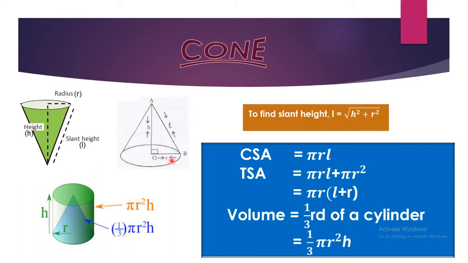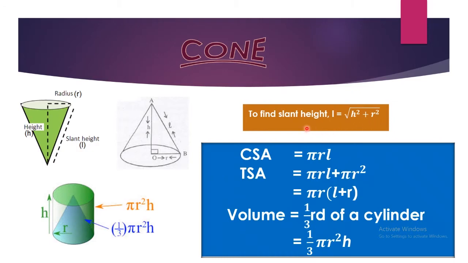In that picture, l is the slant height, h is its height from top to the bottom, and OB is the radius, because the base is in the form of a circle. So OB is its radius. Here h, r and l form a right angle triangle. So if any two values are given and we need to find the third, we can use the Pythagoras theorem. So to find l, the formula will be l is equal to root of h square plus r square.